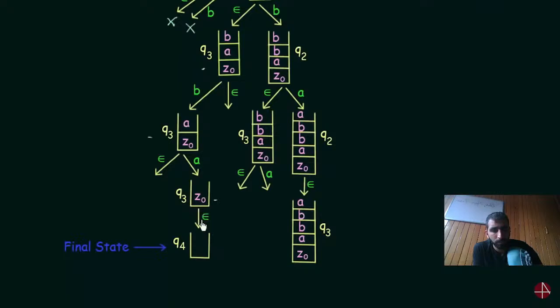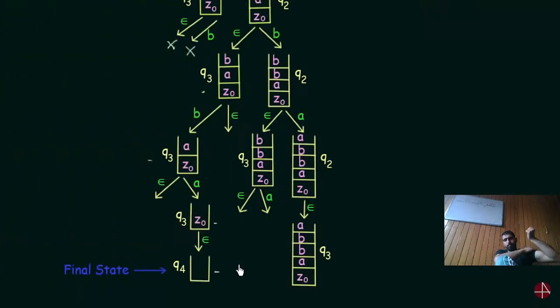So I can pop it. So I have popped it, and we have come to the final state, which is Q4. Q4 is the final state, and my stack is empty. So if you follow this path, you see that we have reached the final state, and also our string was accepted. So that path is the path that you have to follow in order to accept the string ABBA.